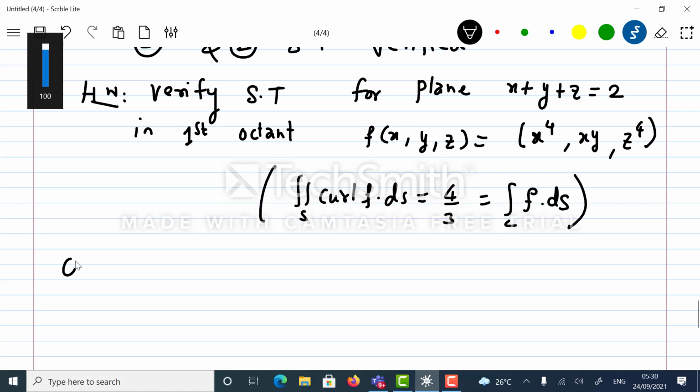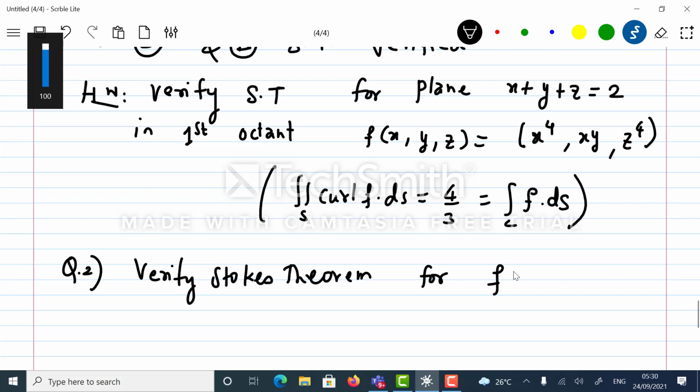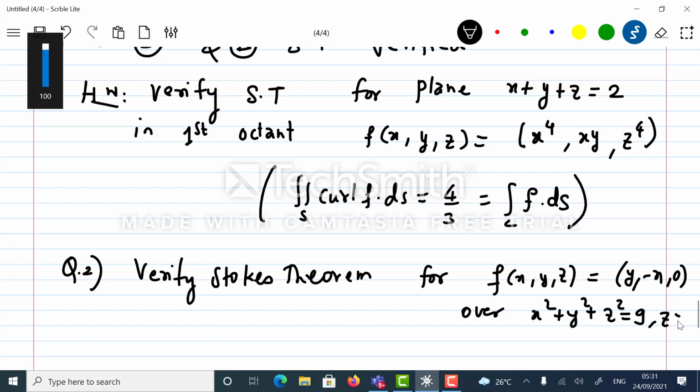So there's another question here, question number 2. Verify Stokes theorem for f of x comma y comma z is equal to y comma minus x comma 0 over x square plus y square plus z square is equal to 9, and z is greater than or equal to 0. Right. So what I'll do, I'll solve this question number 2 here.